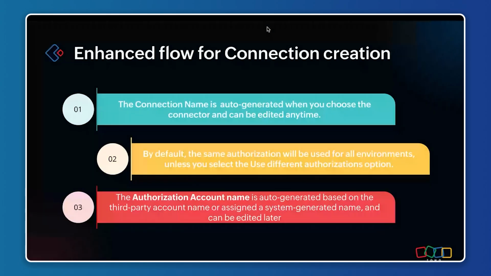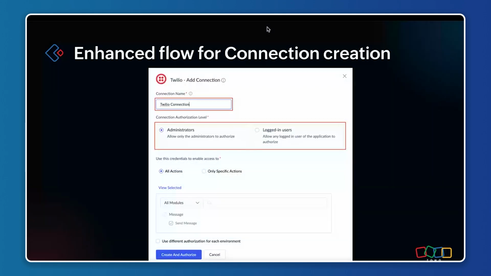And the authorization account name is also auto-generated based on the data source or the third-party account that you're choosing. The authorization account name also gets auto-generated. So this is how the screen looks like. The connection name, when I'm choosing the connection to be Twilio, the name will get generated automatically, and it can be authorized by the administrators or the logged in user.